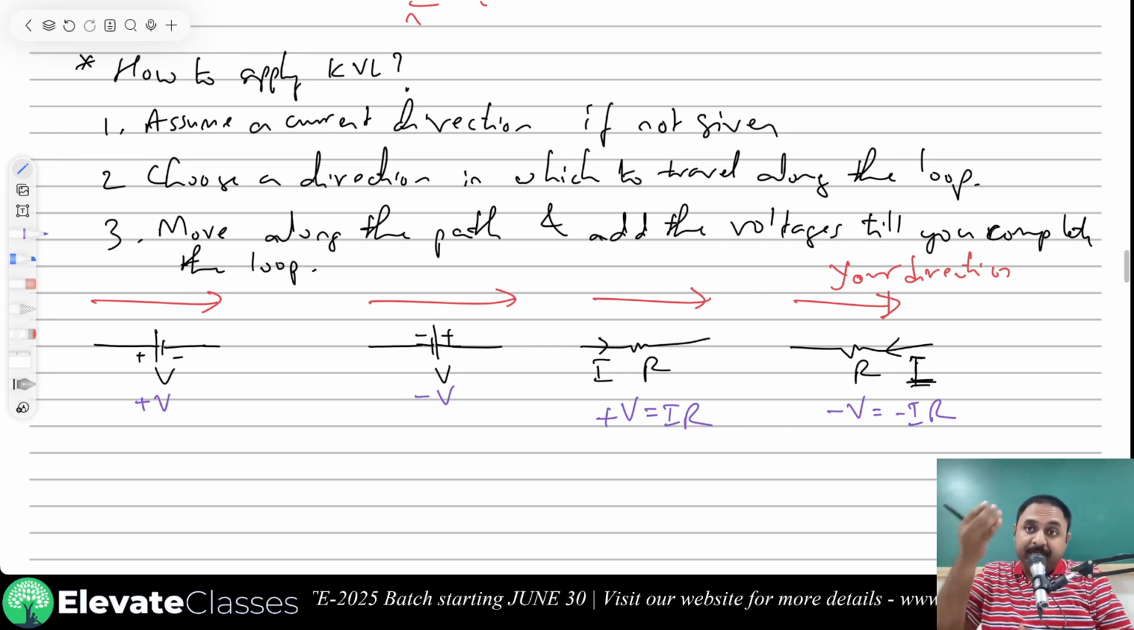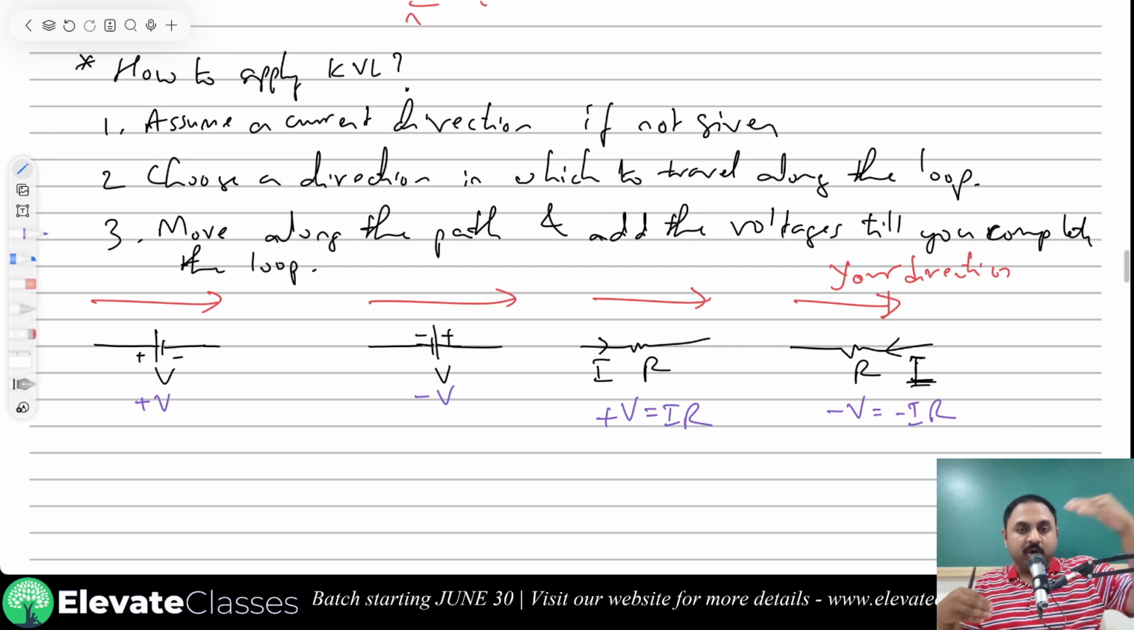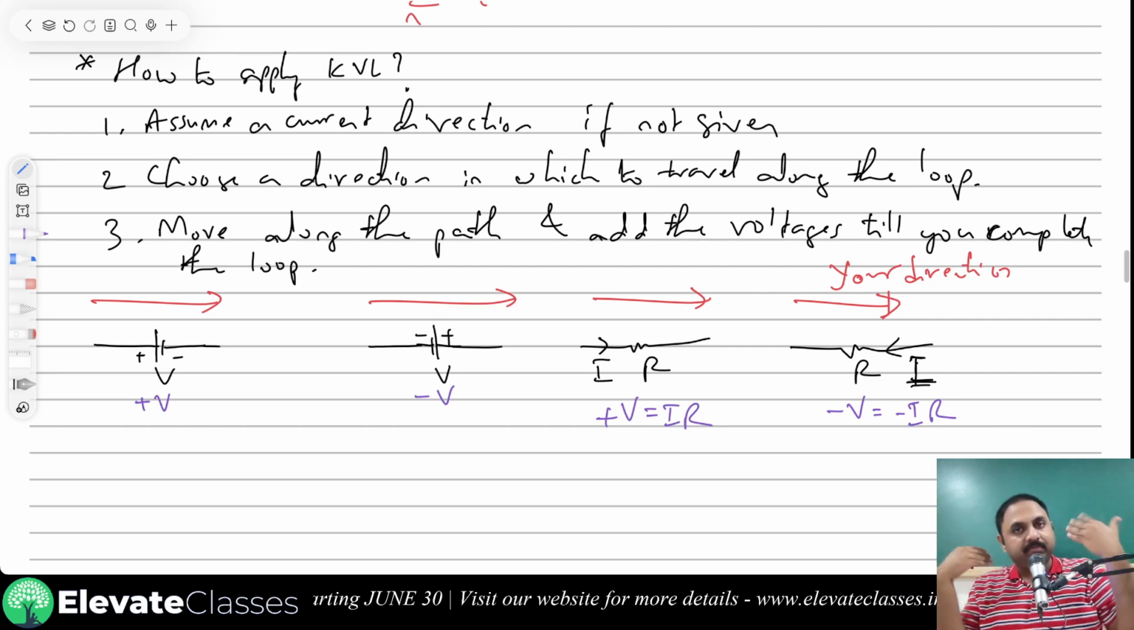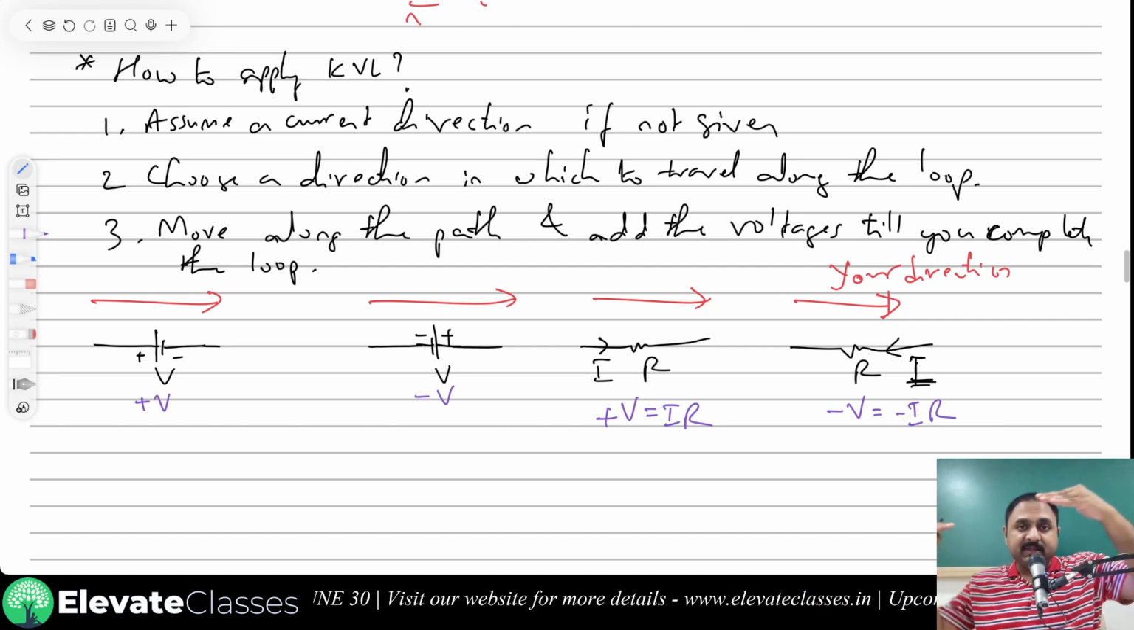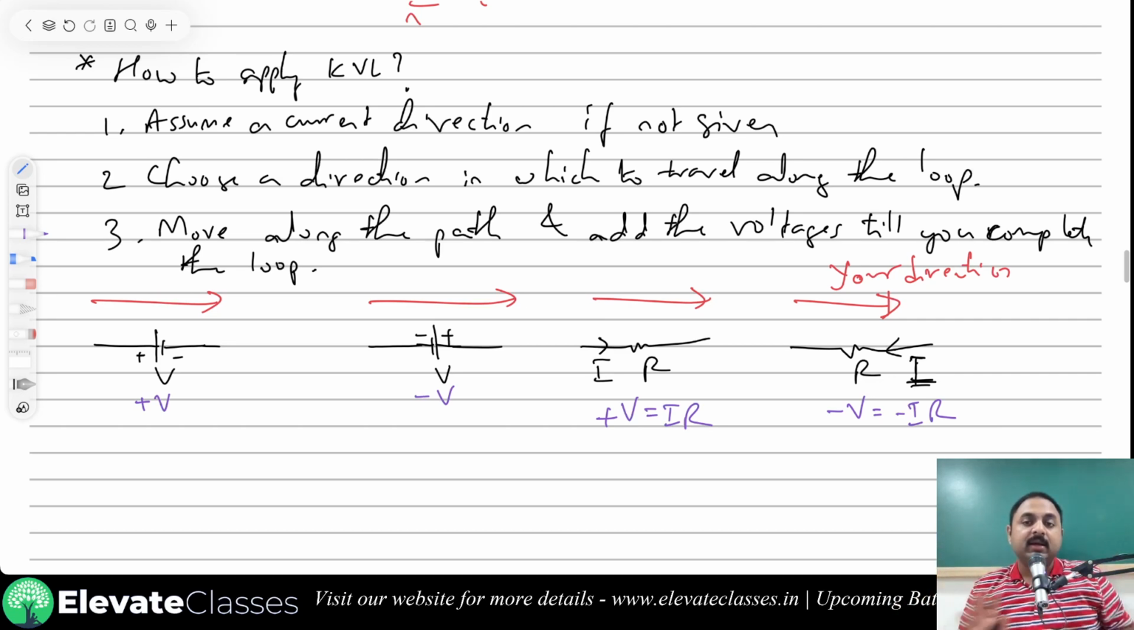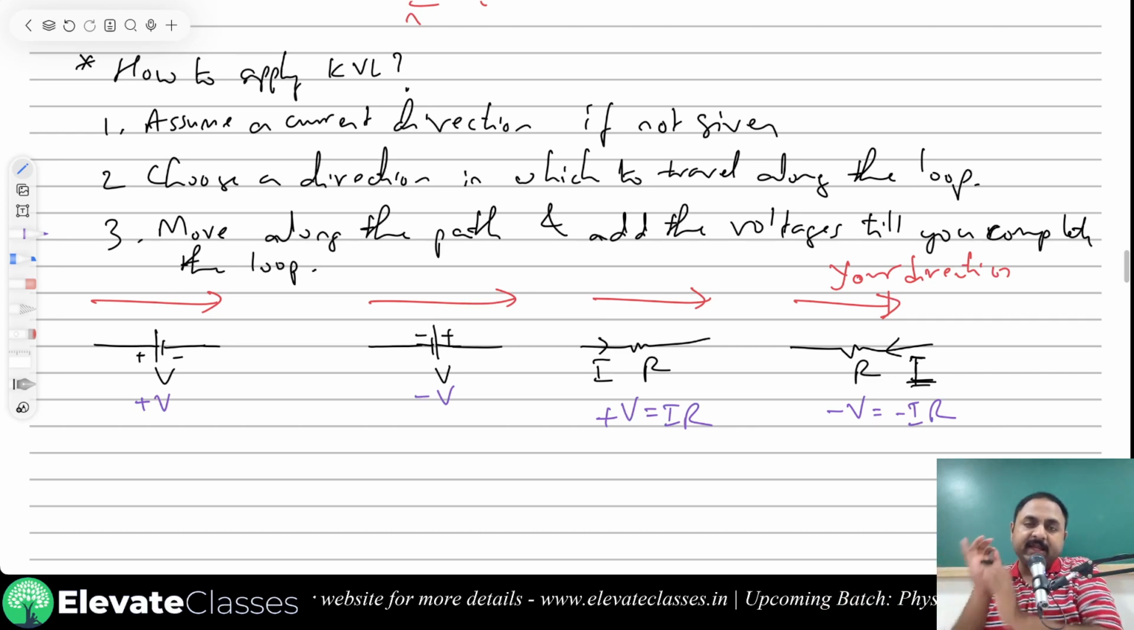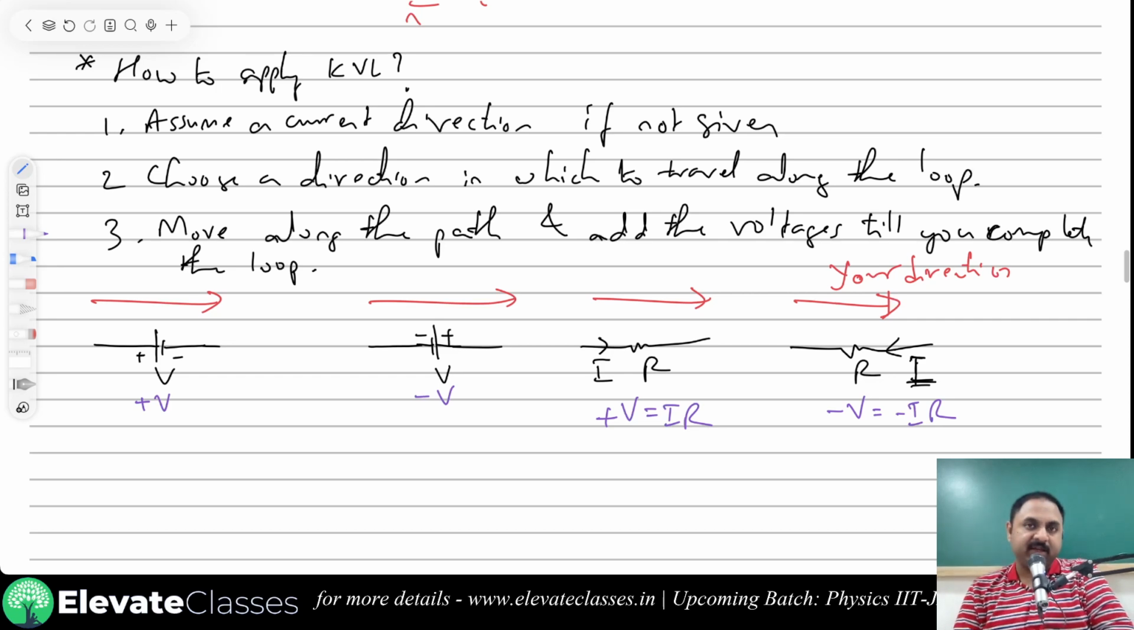Now the question is, should I take plus V? Should I take minus V? Your direction, current direction is same, plus V, plus IR. Your direction, current direction opposite, minus IR. That is all. You can solve any electronic circuits using this KVL.